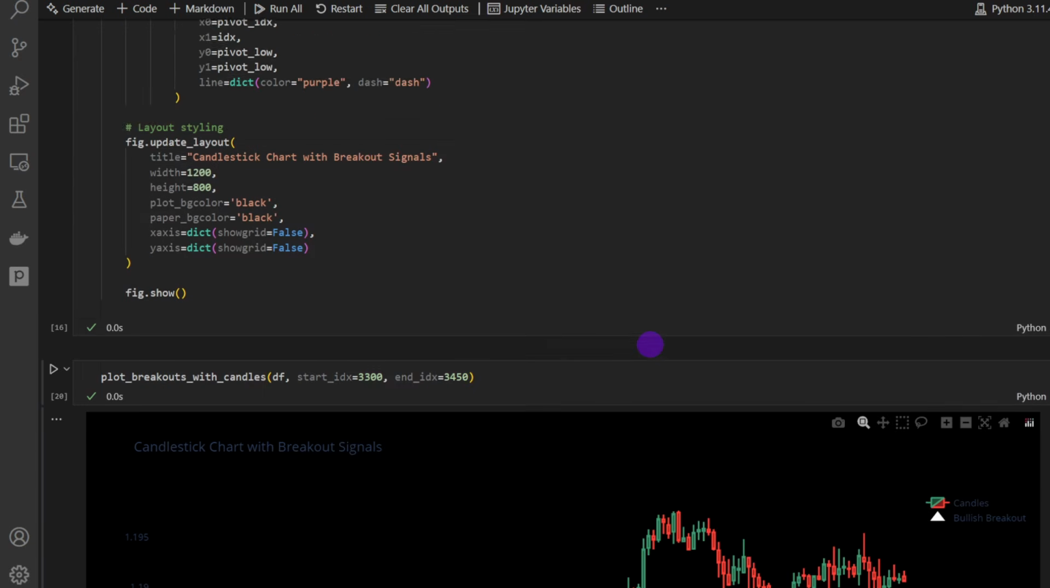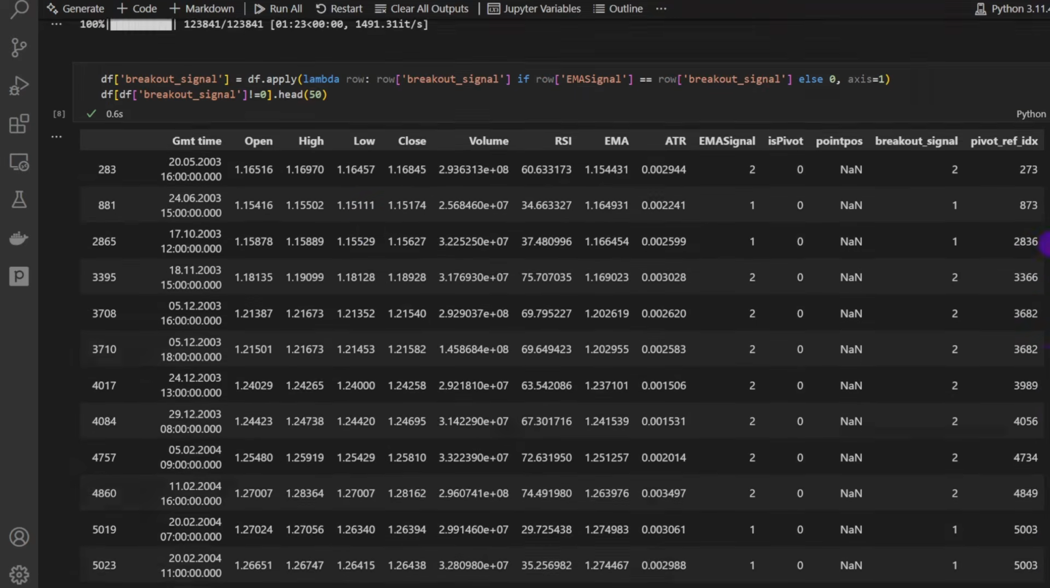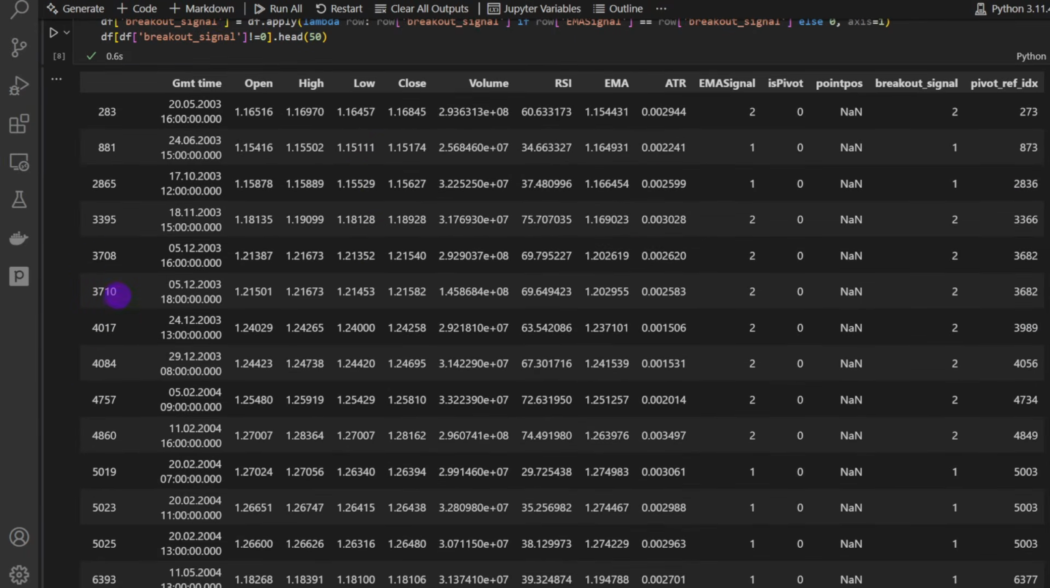So I'm not going to backtest it manually for all the trades or for all the signals, but you can see that it's working well. Here we have 2 consecutive signals, 3,700.